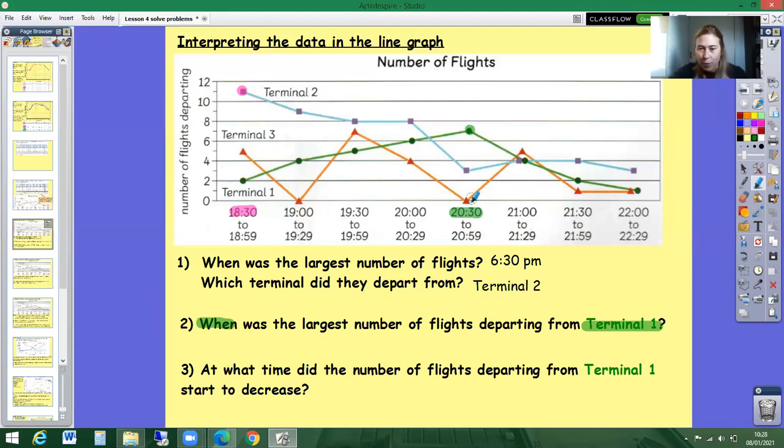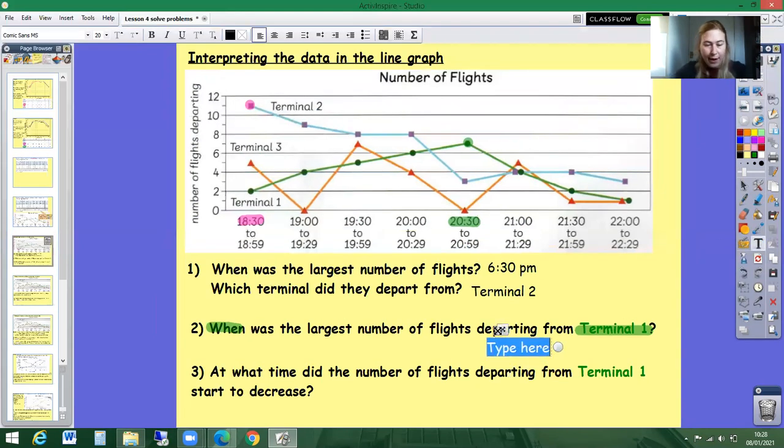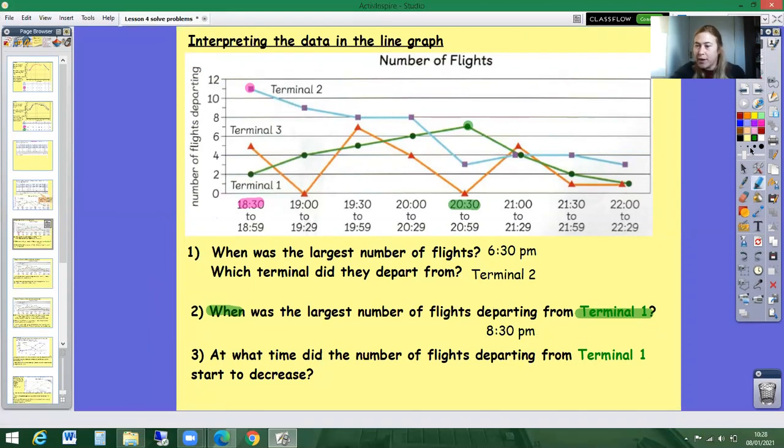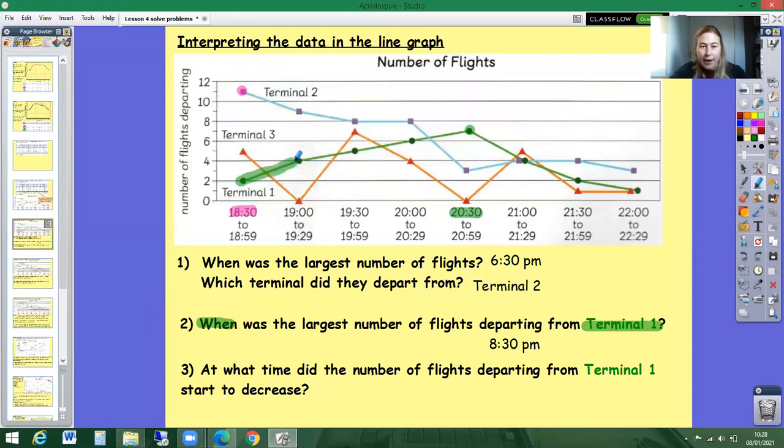So at this actual point, it would be 8:30 because each of these points is written at a half an hour interval. Hopefully that makes sense. So when was the largest number of flights departing from Terminal 1? It was 8:30 p.m. Okay, at what time did the number of flights departing from Terminal 1 start to decrease? So again, I'd need to look at my Terminal 1. I could highlight the line increasing, and then I could look at when it starts to decrease, and it's this point, and we've just labelled that point, haven't we? So it's the same time as the question before, it's 8:30 p.m. So just copy that down there.